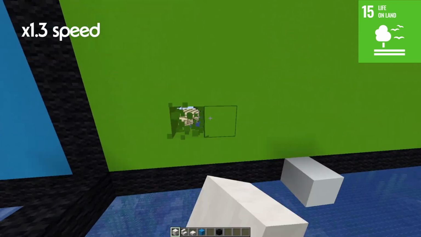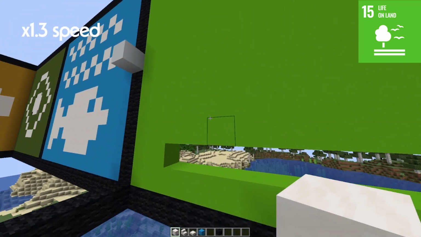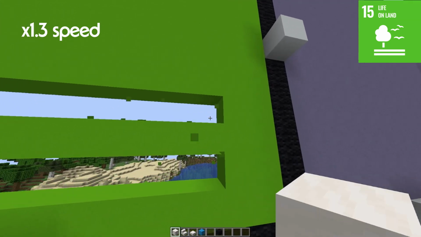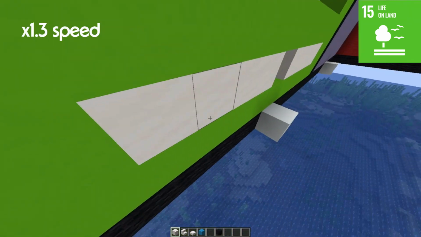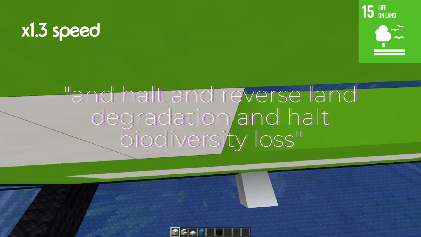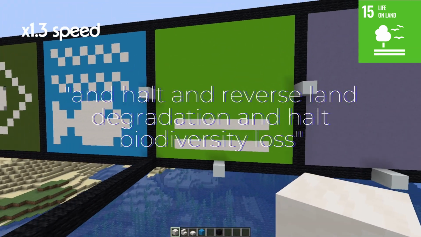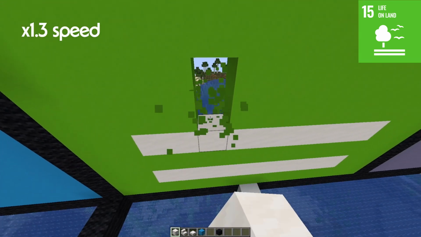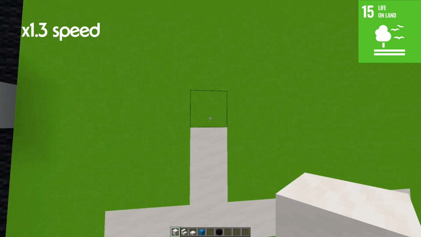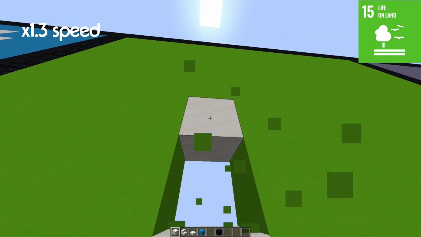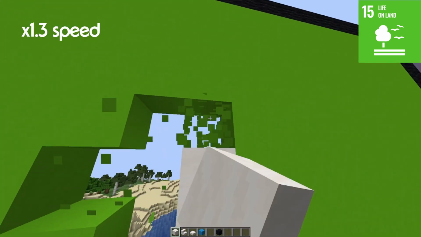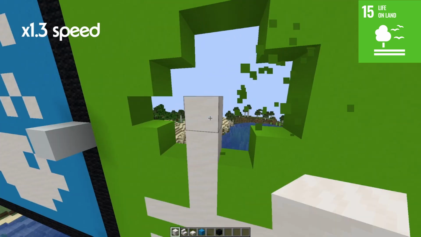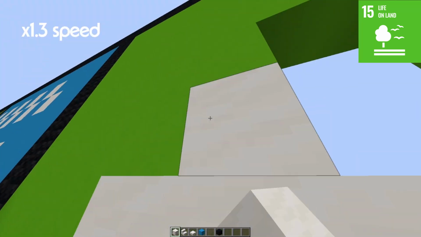It aims to protect, restore, and promote sustainable use of terrestrial ecosystems, sustainably manage forests, combat desertification, and halt and reverse land degradation and halt biodiversity loss. This was copy and pasted from the UN page, by the way. That's grammatically confusing. Anyway, this is the second half of the Biodiversity and Ecology SDGs.